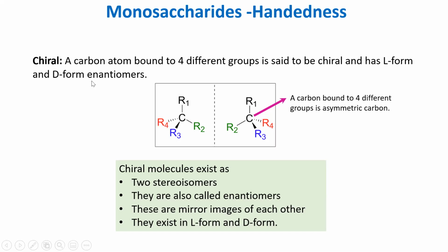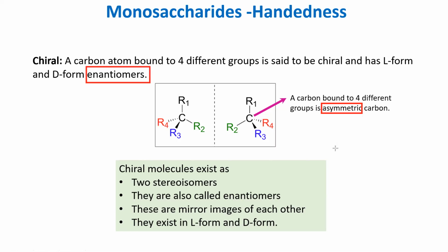And what is it called? It's called a special term, enantiomers. So I'm just going to highlight that for you. This is an enantiomer, okay? A carbon that is bound to 4 different groups is called an asymmetric carbon. I'm just highlighting the important stuff for you. And these are called the left and the right, or the L form and the D form enantiomers.